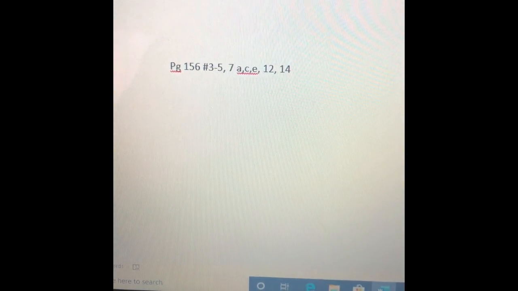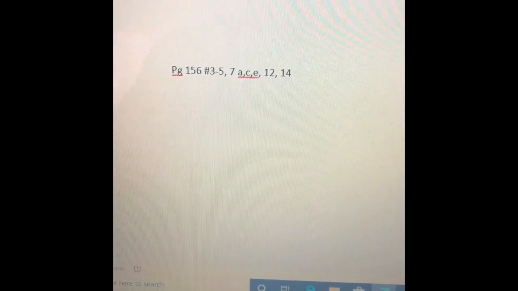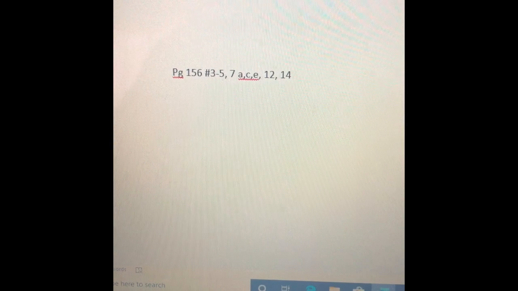The second set of questions is page 156, numbers 3 to 5. Question 7, only A, C, and E. 12 and 14.